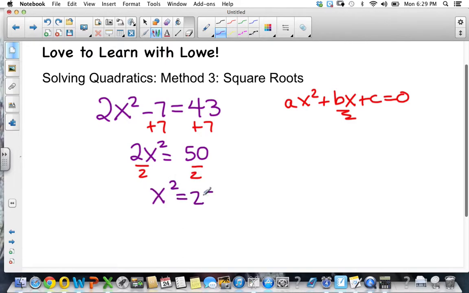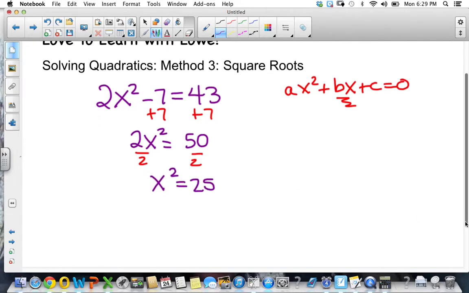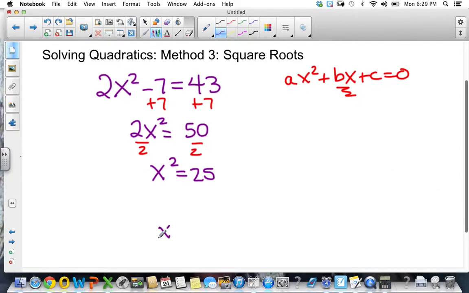And now you can just think of it in common sense. Two numbers that multiply together give you 25. Well, that's 5. Well, that's not the only number. Negative 5. 5 and negative 5.